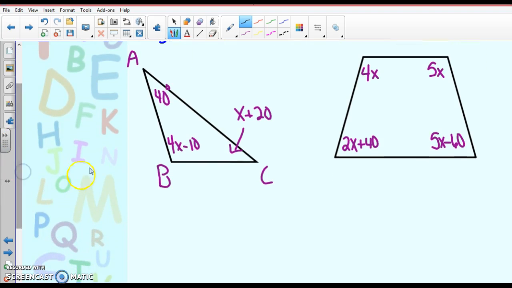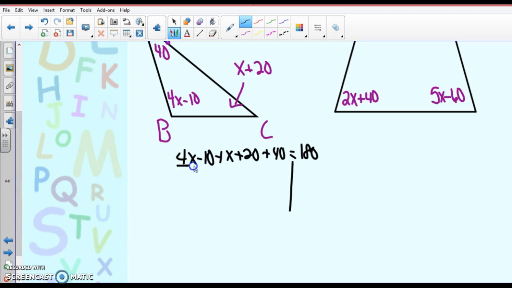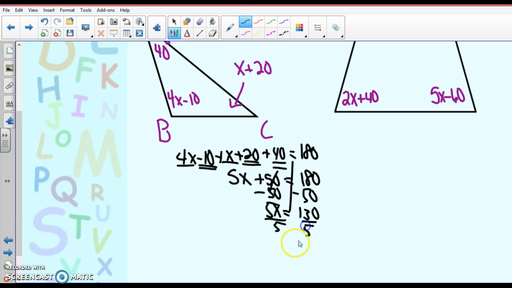Okay, find x. Pause this and do it. All right, well, this problem, we got a triangle. So the 3 angles in a triangle add up to 180. So I'll say 4x minus 10 plus x plus 20 plus 40 has to equal 180. To solve this, combine my terms. 4x plus x is 5x. Negative 10 plus 20 plus 40 is positive 50, equals 180. Subtract 50 from both sides, and I get 5x is 130. Divide both sides by 5, and I end up with x is 26.